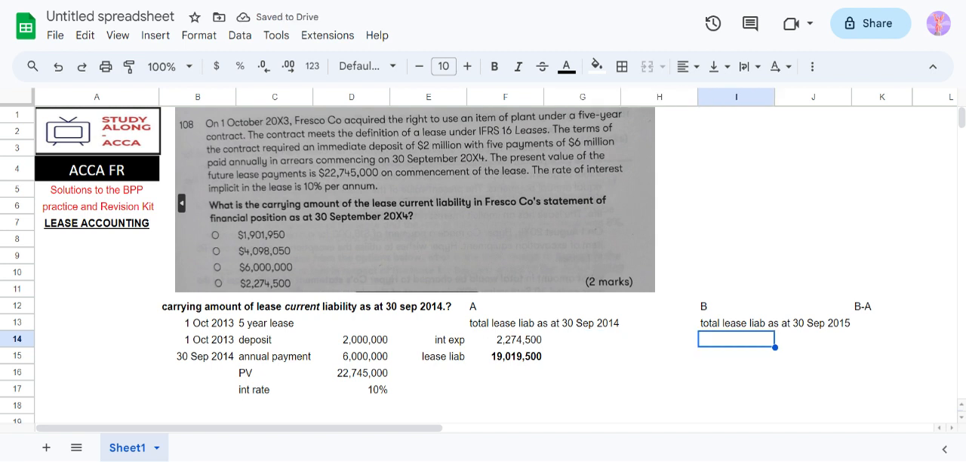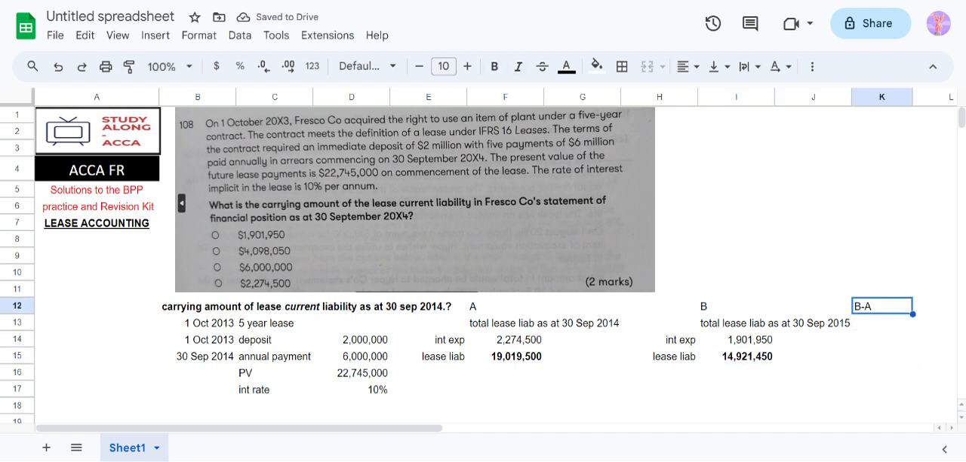Same way, the interest expense at the end of the next year will be on this lease liability. We will multiply it by the interest rate. So the interest expense will be this. Then the lease liability will be the beginning lease liability plus the interest expense, and then minus the annual payment that we will make this year also. So this will be 14,921.